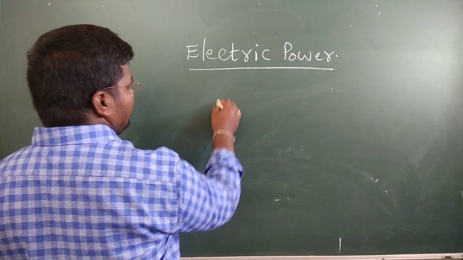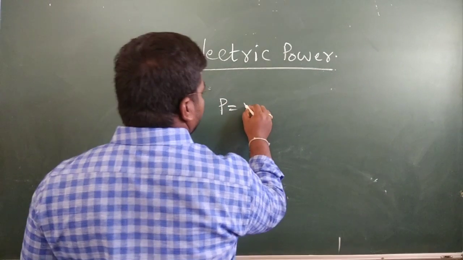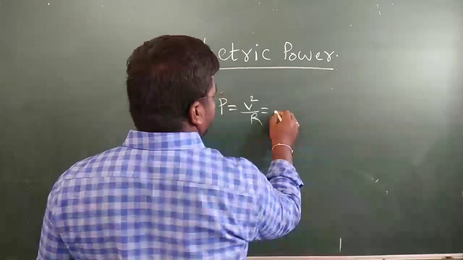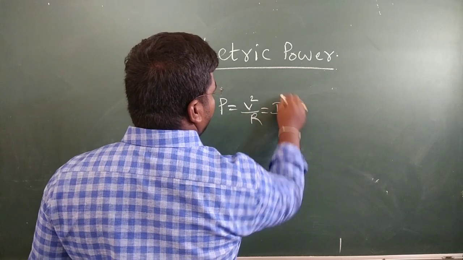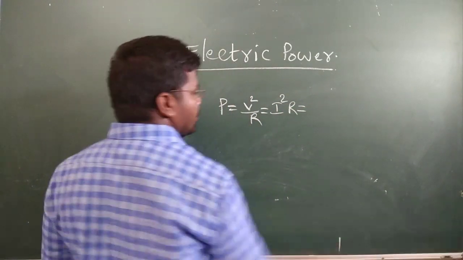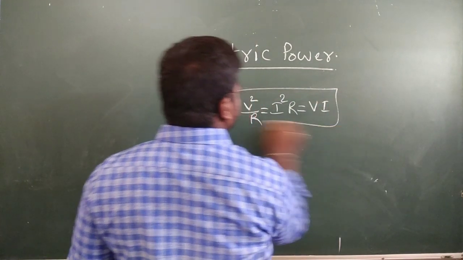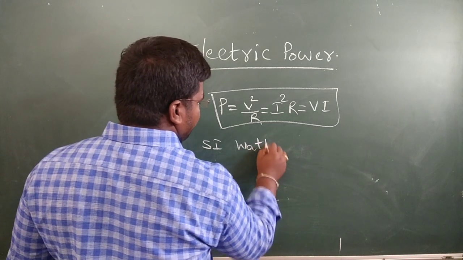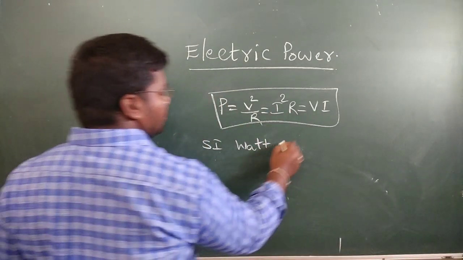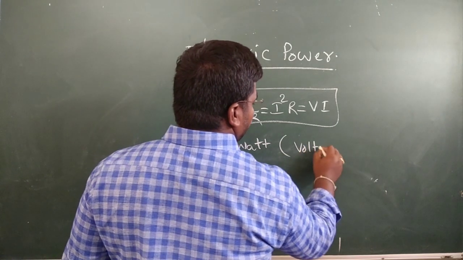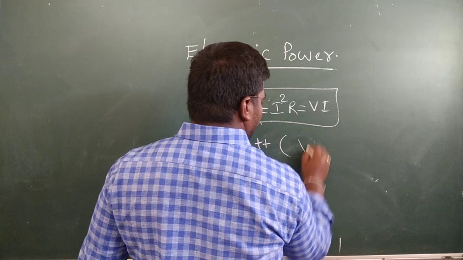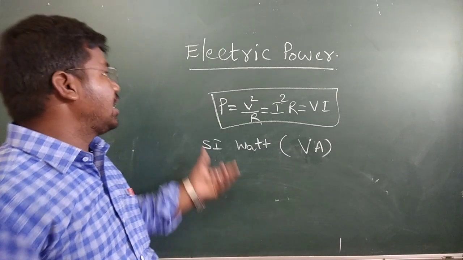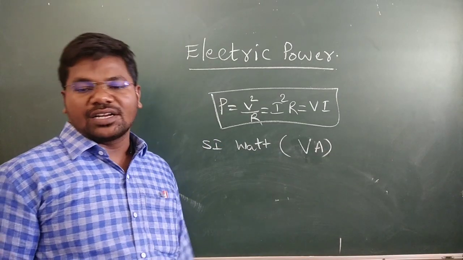So what is the final expression? Power is equal to V square by R, that is equal to I square R, that is equal to VI. Coming to the SI unit, we know that it is the watt in general. In this expression, we can write volt per ampere as the SI unit of electric power.